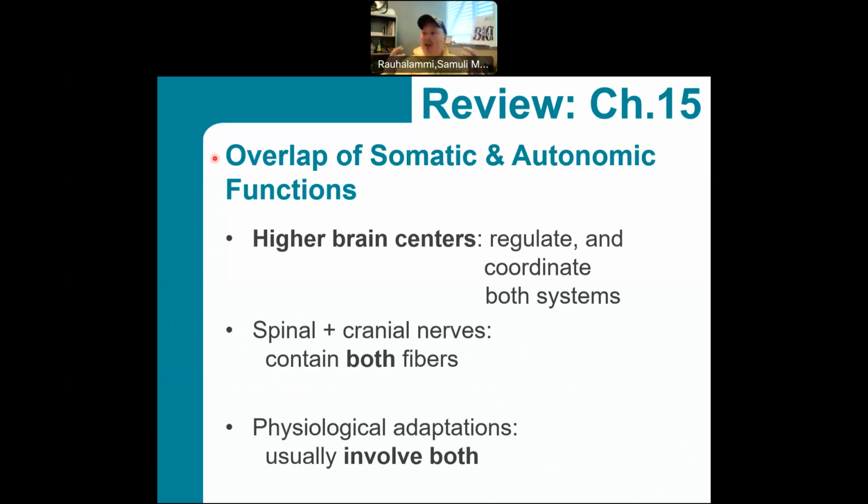So we see that there's a lot of regulation and coordination of both systems at the higher level, at the brain centers. But we see also nerve fibers for both somatic and autonomic functions, also at the level of spinal and cranial nerves. And I think if we think of the physiology, moving away just from pure anatomy, one of the things that we end up seeing is that there's really overlap between these two. Most physiological processes that would be relevant here can involve both.